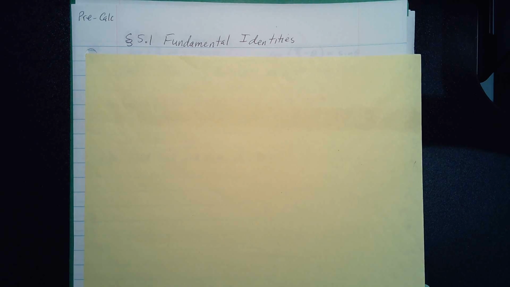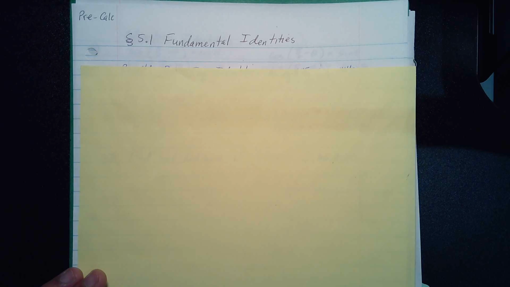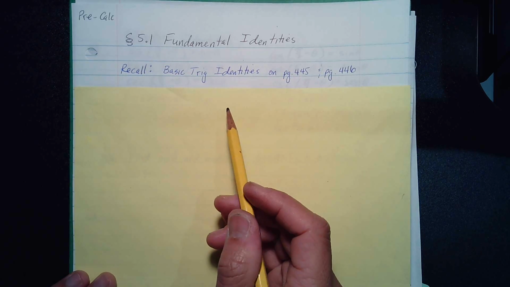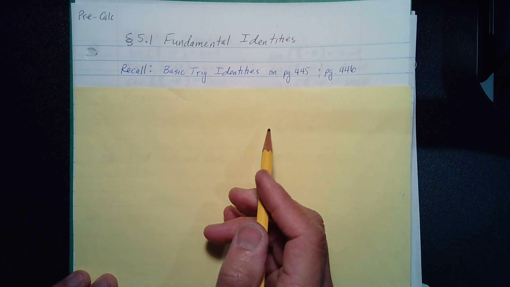Hello students, today we're going to learn section 5.1, Fundamental Identities. We have to recall basic trig identities on pages 445 and 446, so please review that.